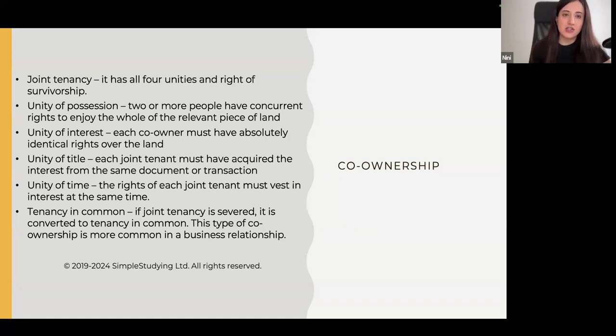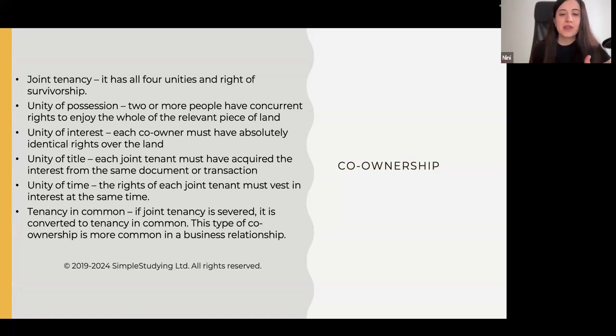Unity of possession. Two or more people have concurrent rights to enjoy the whole or the relevant piece of land. So they have the same rights. Unity of interest. Each co-owner must have absolutely identical rights over the land. Unity of title. Each joint tenant must have acquired the interest from the same document or transaction. And unity of time, the right of each joint tenant must vest at the same time. If we don't have these 4 unities, joint tenancy will fail.